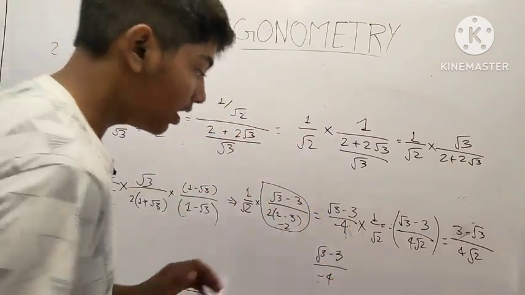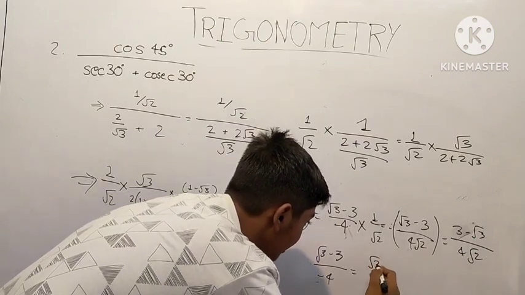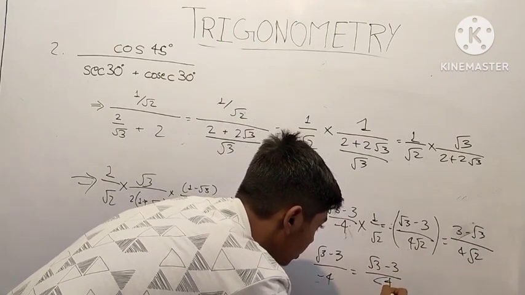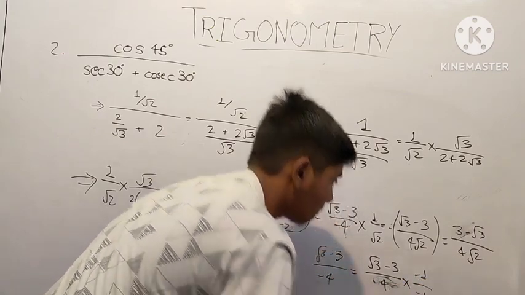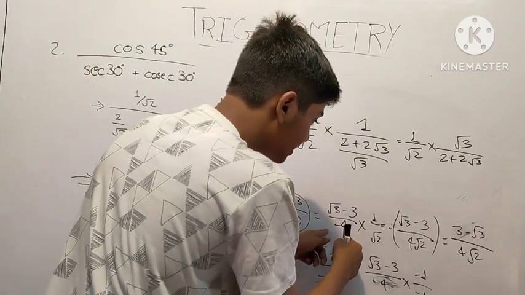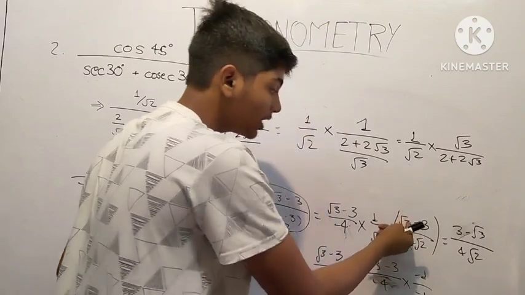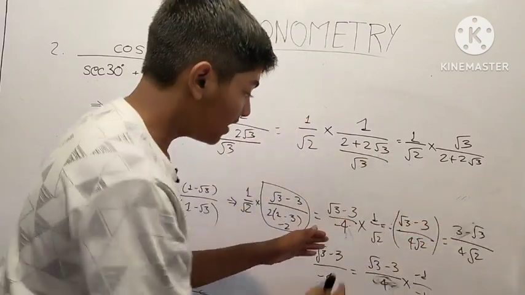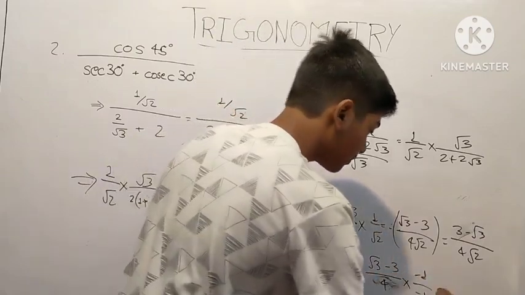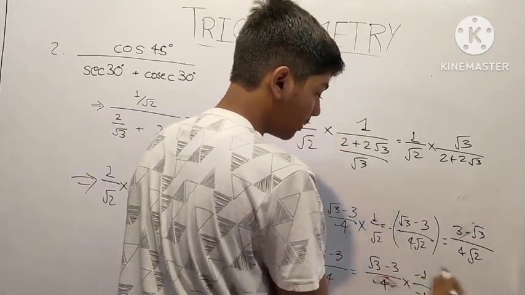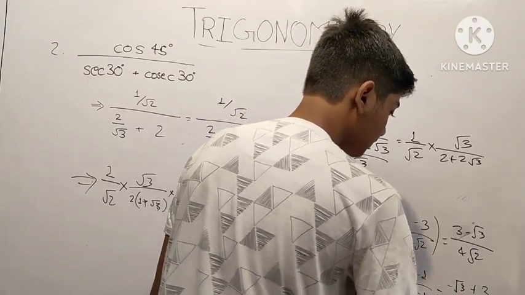Now what I am doing is, here 4 is alone. So we can also write it as root 3 minus 3 upon minus 4, multiplied by minus 1 upon minus 1. Correct? I am just showing how root 3 minus 3 became 3 minus root 3. We are multiplying numerator and denominator both by minus 1. We get minus 1 into root 3 minus 3, which is minus root 3 plus 3, upon 4.